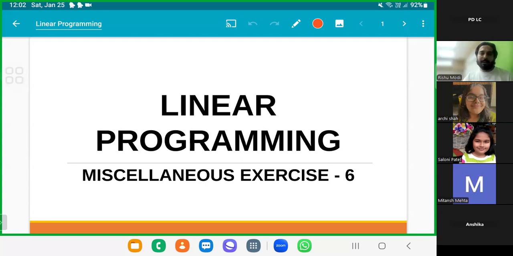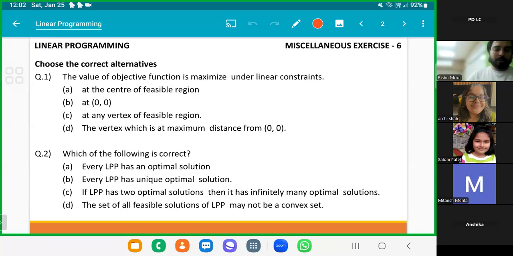Good afternoon, everyone. Let's start with linear programming, miscellaneous exercise number 6. Right, so we start with the first question, objectives, multiple choice question. Choose the correct alternative. The value of objective function is maximized under linear constraints such that you have different conditions here. So what is the condition here? At the center of feasible region, at 0, 0, at any vertex of the feasible region, the vertex which is at maximum distance from 0, 0.